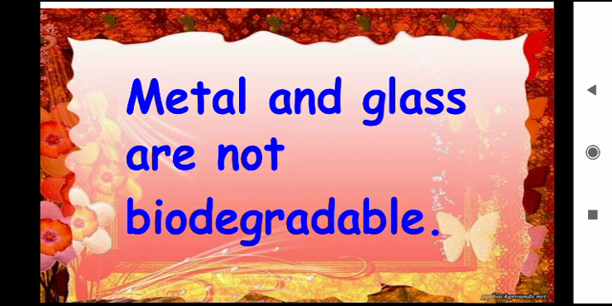So what will be your answer? I had asked why do we not put metal and glass into a composting pit? What is the reason behind this? Because metal and glass are not biodegradable waste. These are non-biodegradable waste. And what will be the reason behind this? We will say that non-biodegradable waste cannot be broken down into simpler substances by natural organisms. Okay? Clear, everybody?